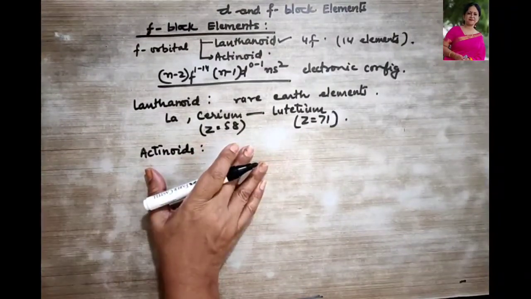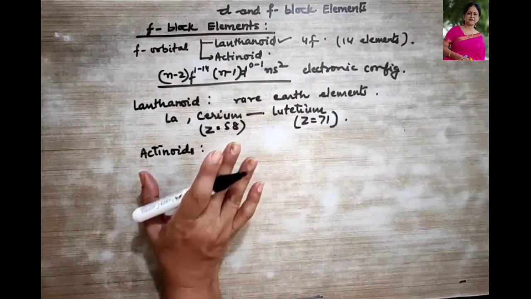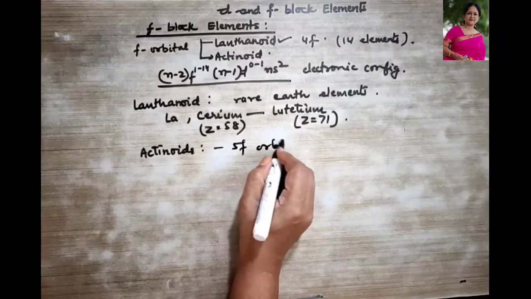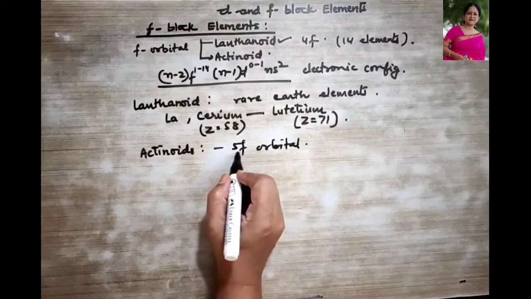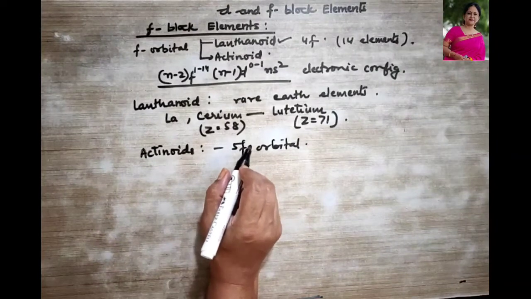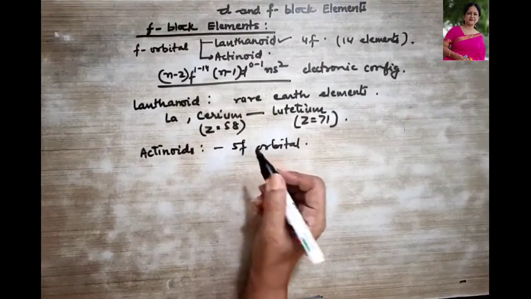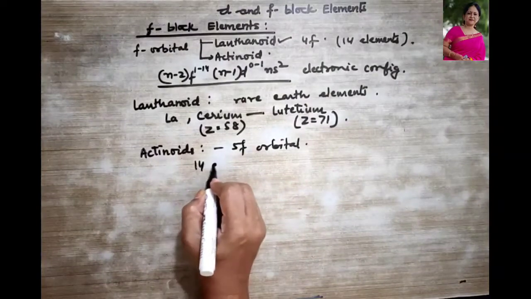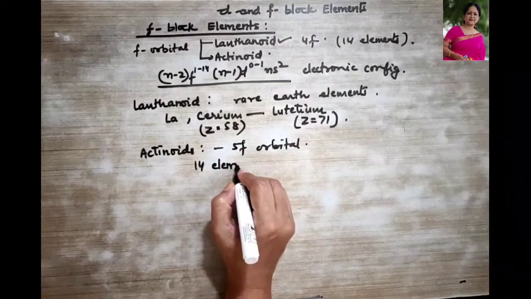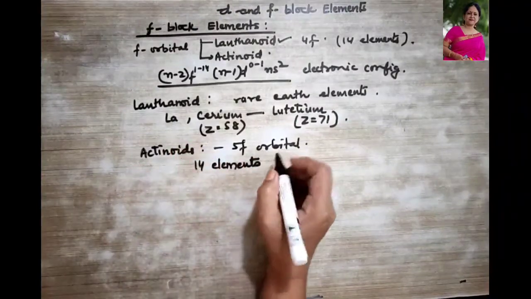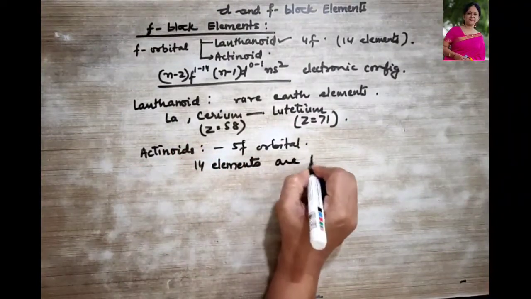Now let's talk something about actinoids. In these actinoids, the last electron enters the 5f orbital. The last electron enters where? In the 5f orbitals, right? And they are called actinides or actinoids. There are 14 elements present in this actinoid series, okay? 14 elements are present here.